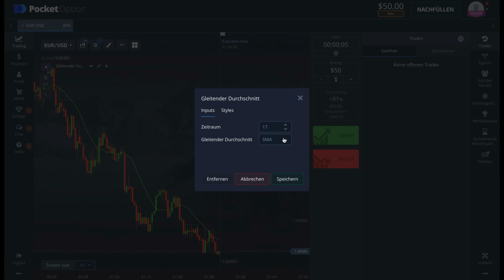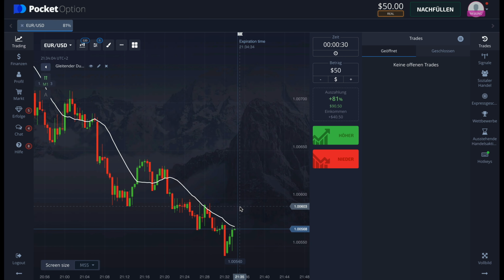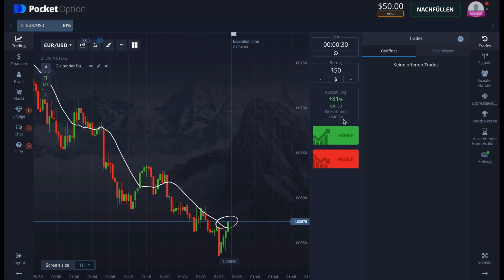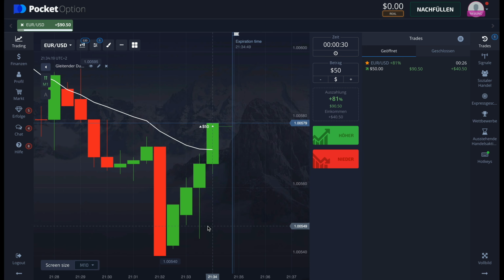Also, you can change the color and the thickness of the line for a better view. Let's get started. For this strategy you just have to look at the last candle and the moving average line. If the trend is under the moving average line, like in this example, we are waiting for the candle to break the moving average. As you can see, the candle broke the moving average. So it's ready to get into this trade. We place the trade for 30 seconds and wait for the result.